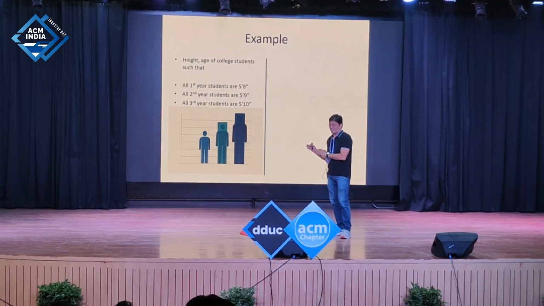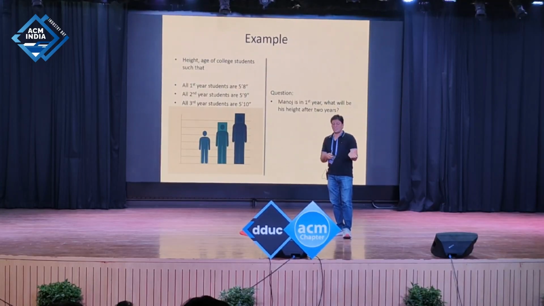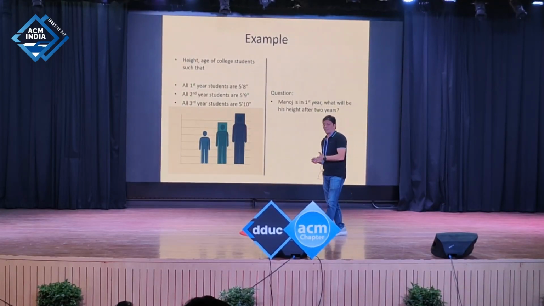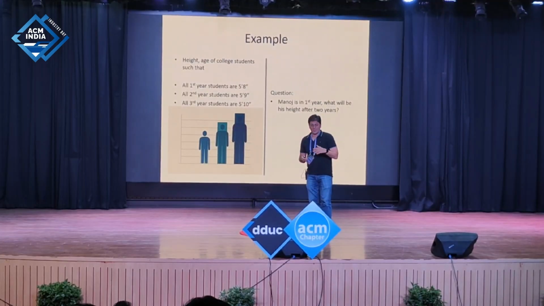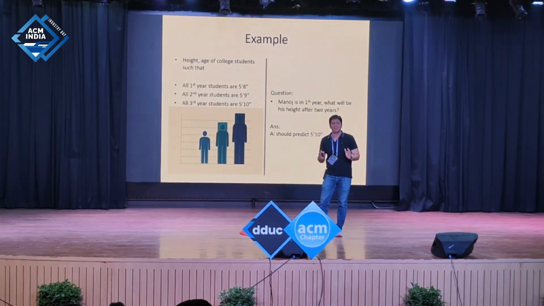You may say that this is a silly example, but just imagine the training data says height and age of college students, such that some notorious student corrupted this data. All first year students are 5'8", all second year students are 5'9", all third year students are 5'10". Okay, and then I ask a question. Manoj is in first year. What will be his height after 2 years? All of us know he will remain 5'8", right? But AI will most likely say 5'10" because it does not know anyone who is not 5'10" and in the third year. That's the limitation of this data.